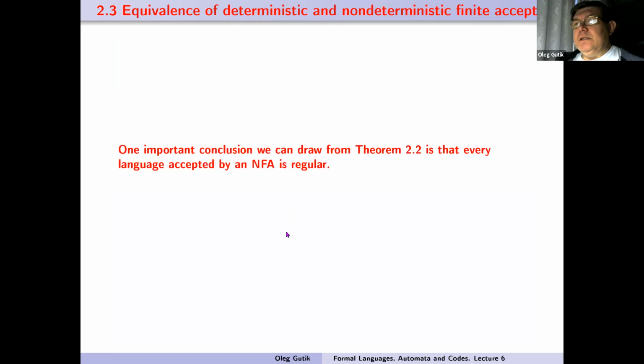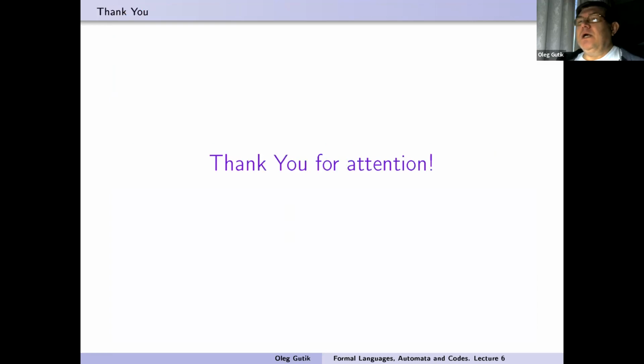One important conclusion we can draw from the theorem is that every language accepted by a nondeterministic finite acceptor is regular. So that is the end of my lecture.